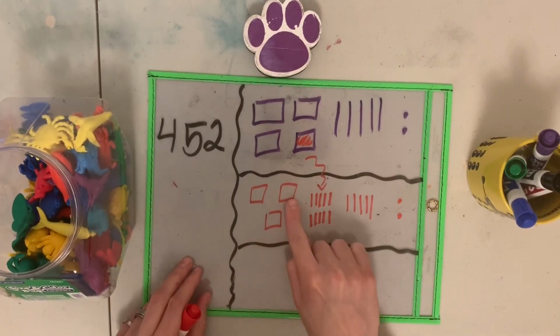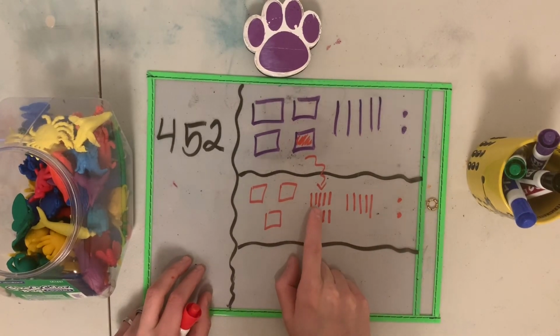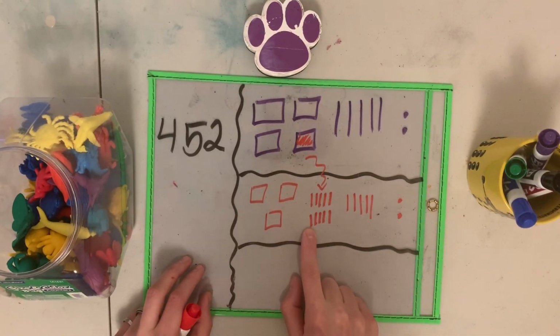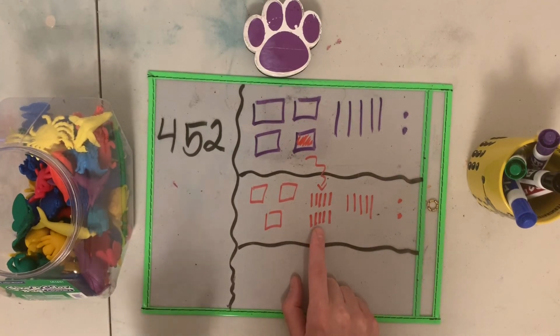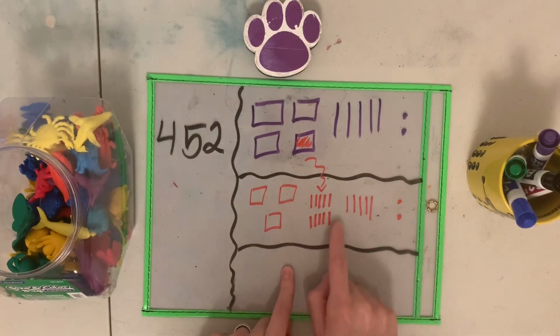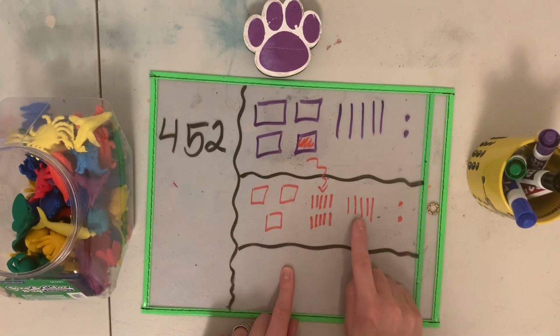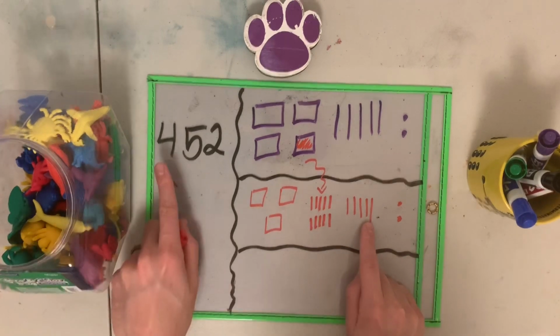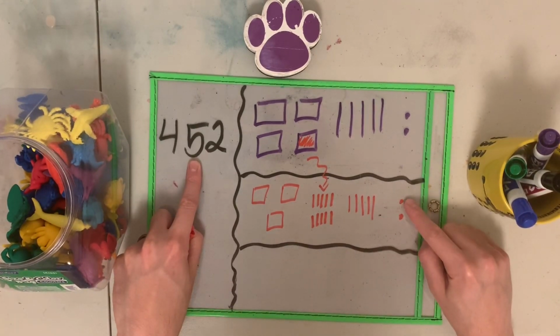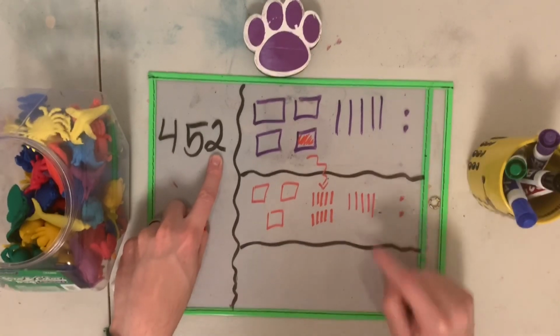We have 100, 200, 300, 310, 320, 330, 340, 350, 360, 370, 380, 390, and no, sorry, after 390, it's 400. So we have 400, 410, 420, 430, 440, 450, 451, 452. This is the same number.